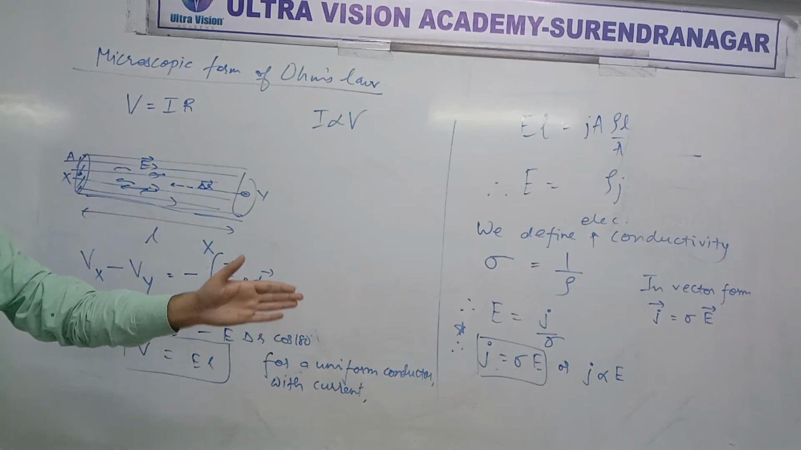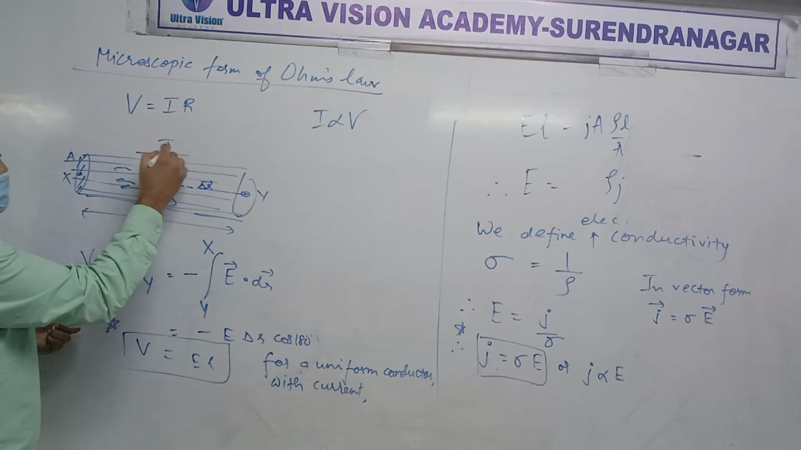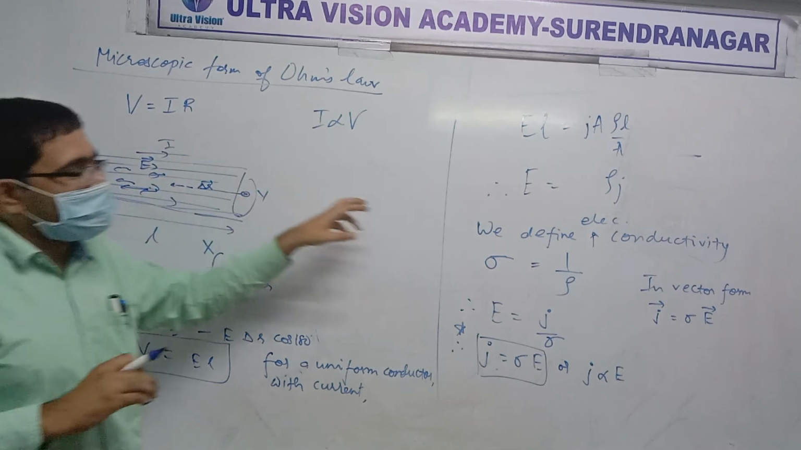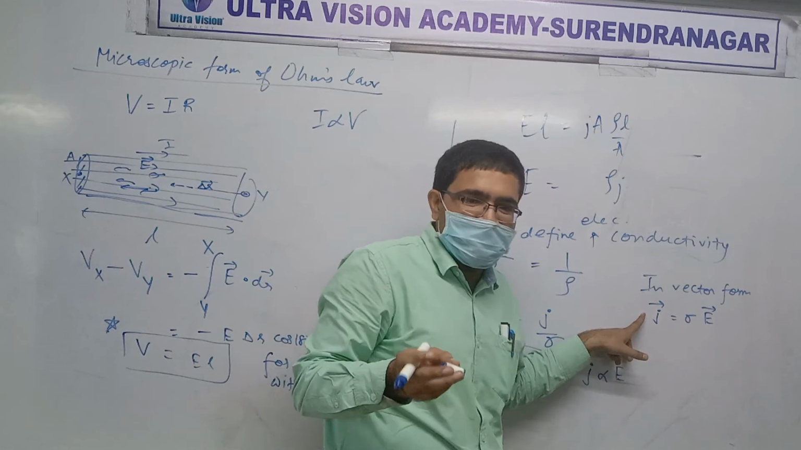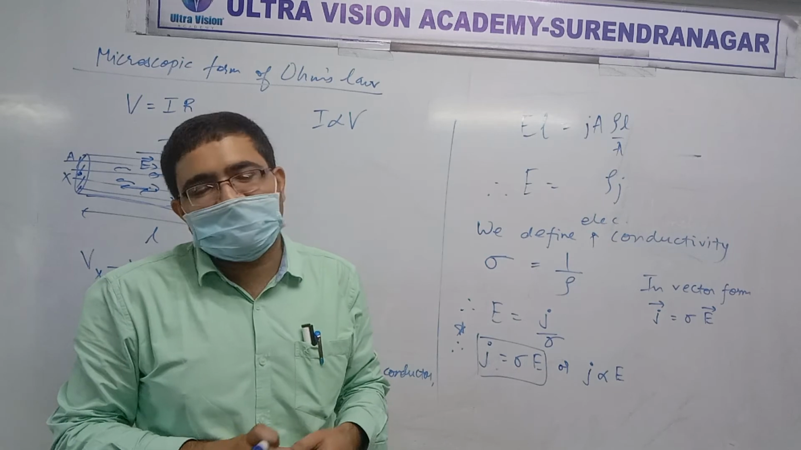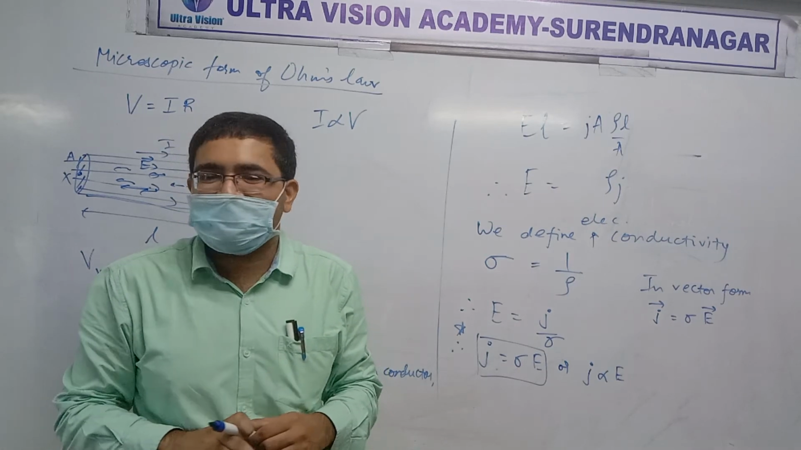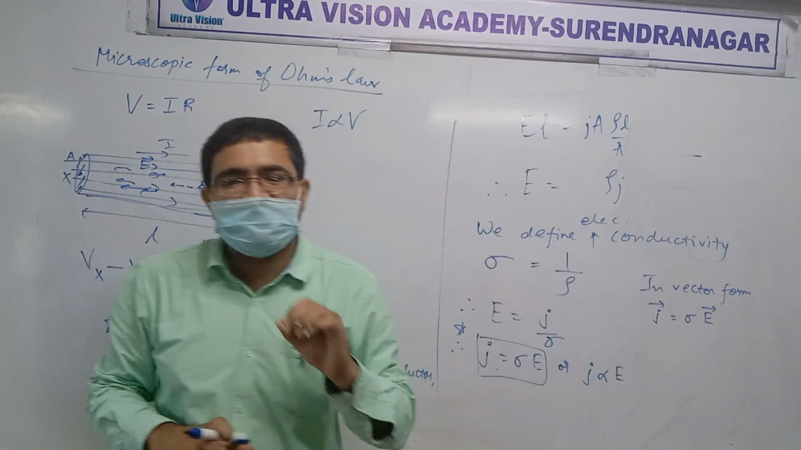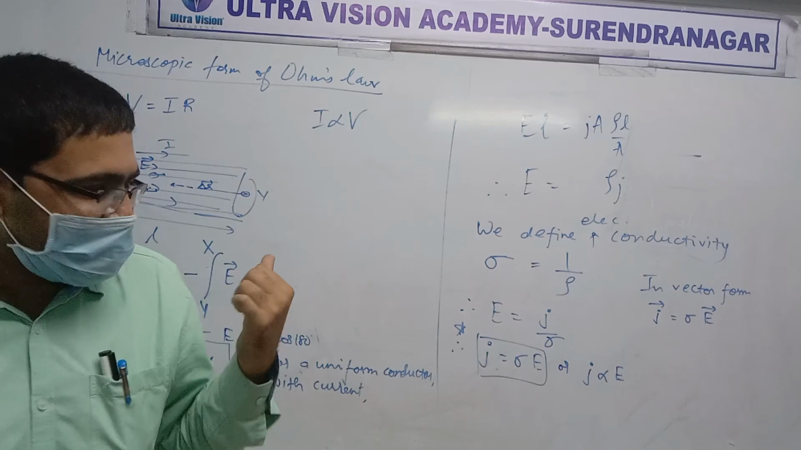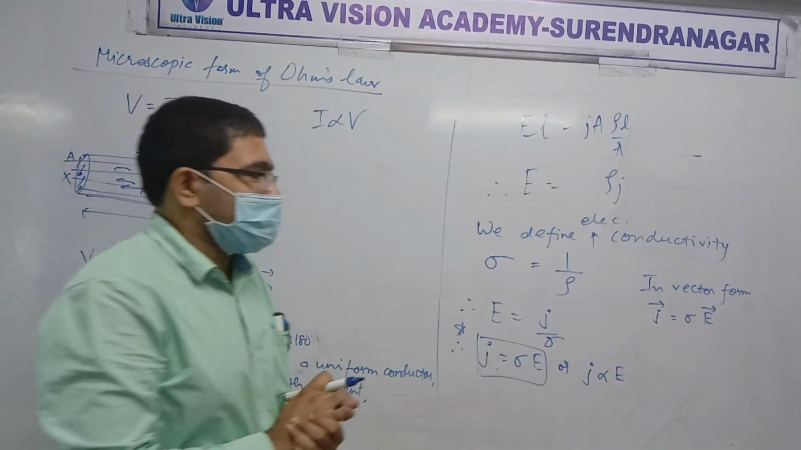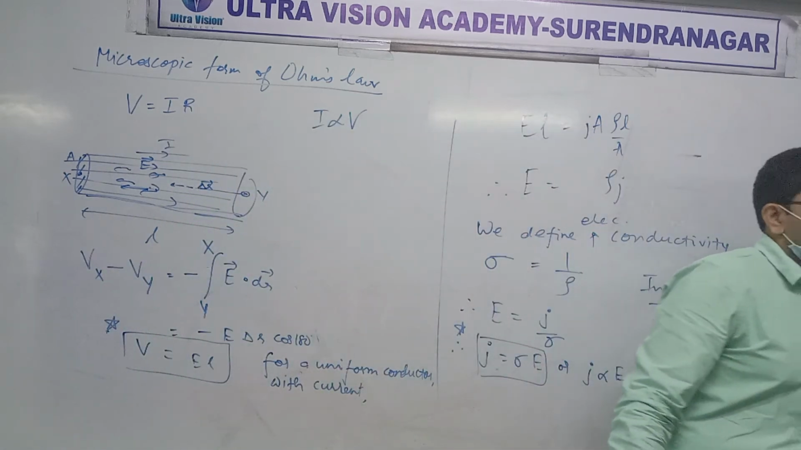Clear or not? So basically I and E in a metal are always in the same direction. J is also in the same direction, because current density is always in the direction of current. So J and E vectors are also in the same direction. That's why in vector form the relation remains the same. Got it? So this is called the microscopic form of Ohm's law. The derivation carries 2 marks.